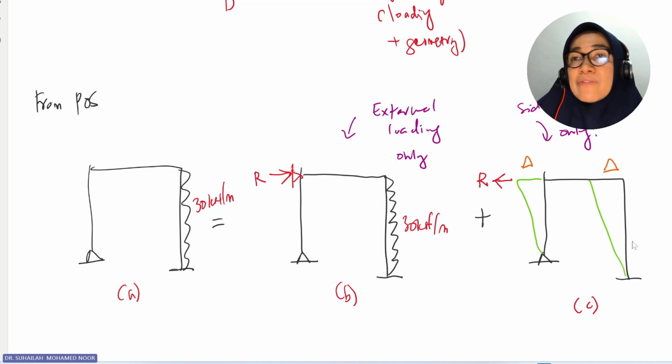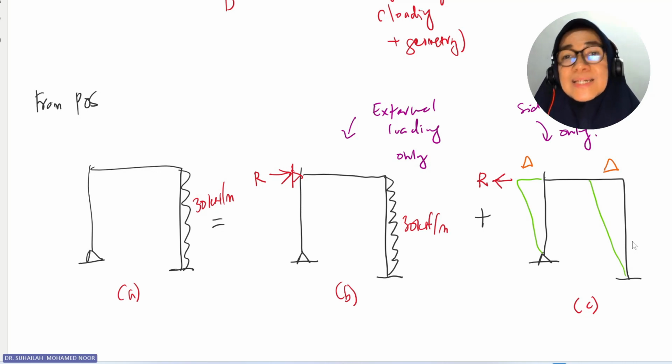So once we have removed the delta, we can calculate FEM due to W only. Okay. Actually, we have to fulfill the principle of superposition, because B is not equal to A. So in order to get back A, we have to have another diagram that only has delta. There is no external loading. It only has delta. Okay, because we want to separate between external loading and delta.